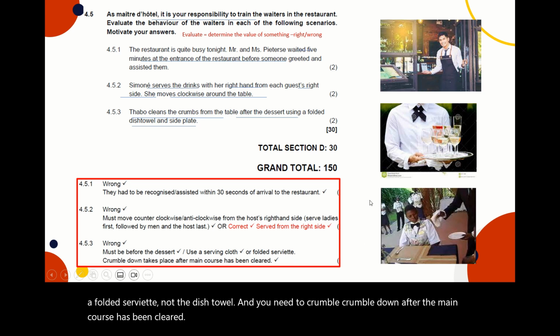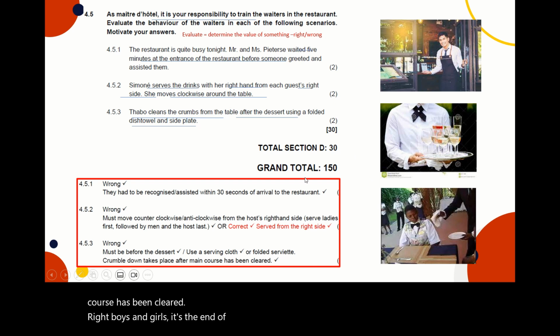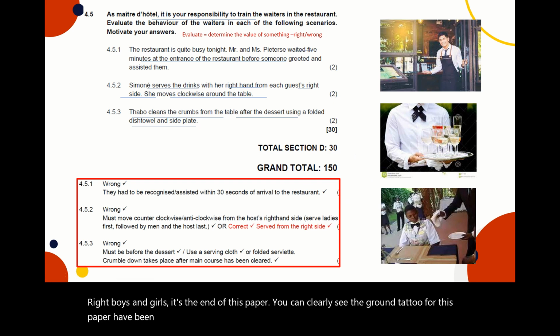Right, boys and girls, it's the end of this paper. You can clearly see the grand total for this paper being 150 marks.